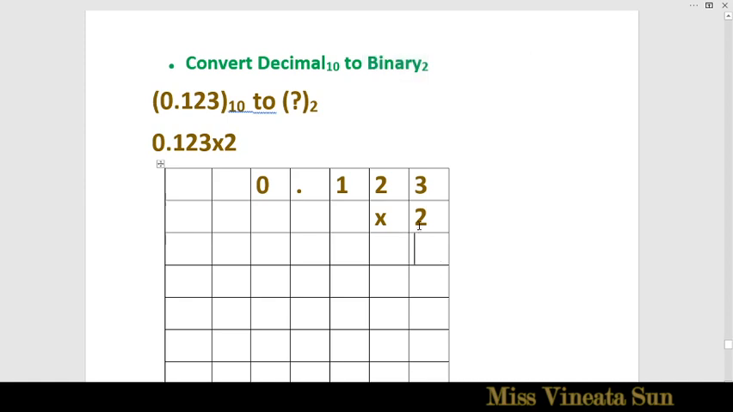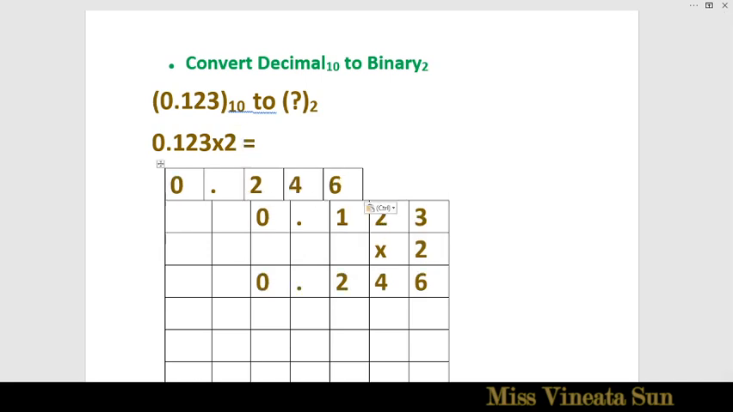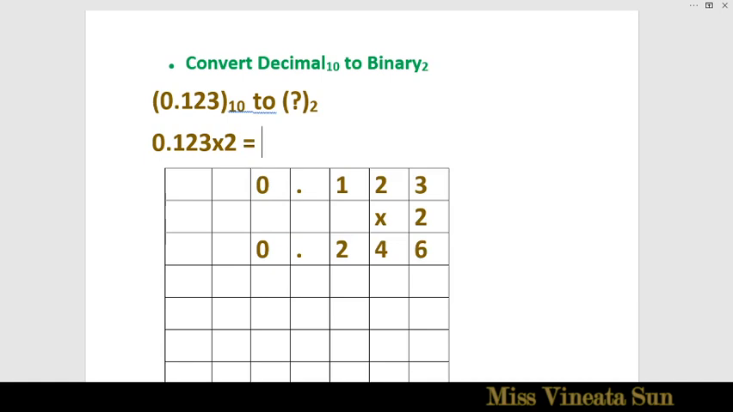So when I multiply, I say 2 threes are 6, 2 twos are 4, and 2 ones are 2. So you simply have your answer as this, and this goes as your answer here. So it's equal to 0.246, but it doesn't end here.